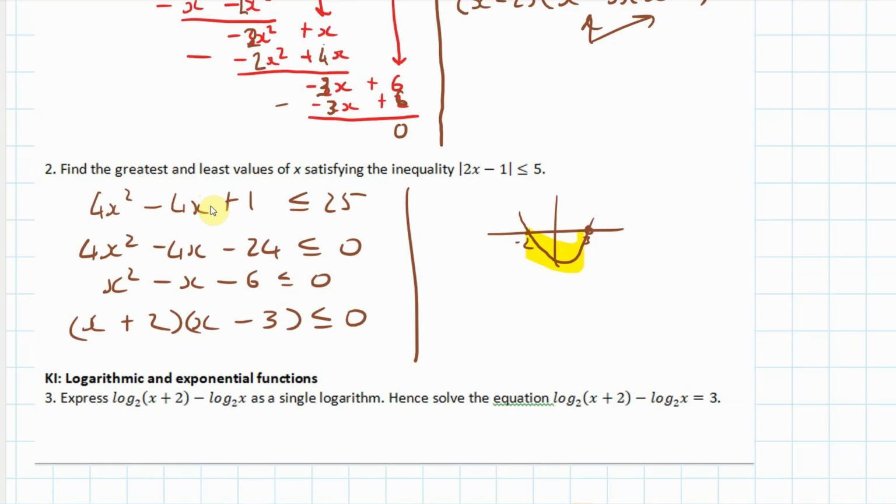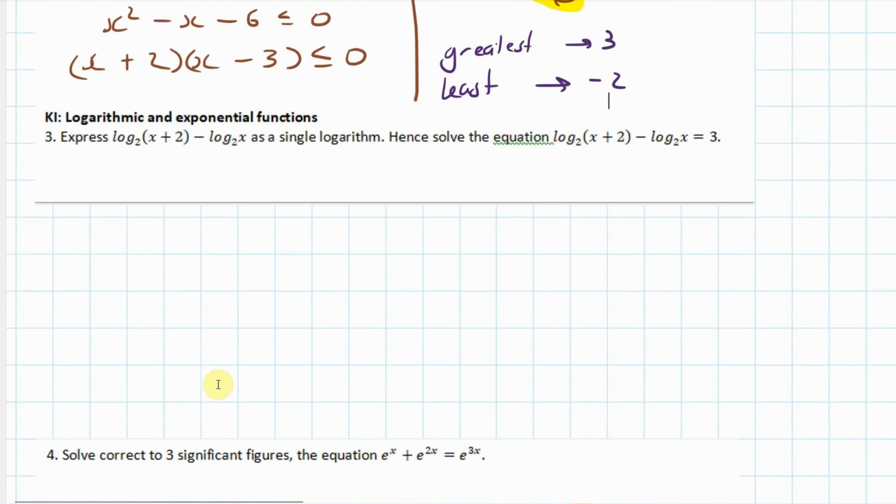So therefore, minus 2 is less than or equal to, oh, wait a second, read the jolly question. The greatest and least values satisfying this inequality. So the greatest is 3 and least minus 2. Okay, read the jolly question.